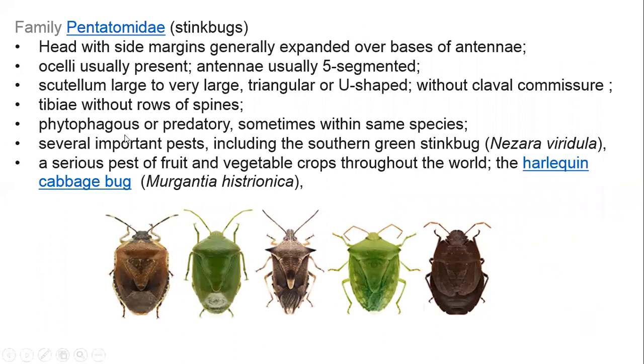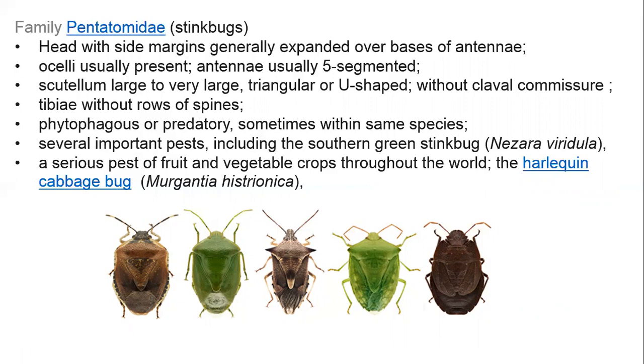Next is the Pentatomidae. Pentatomids are known as the stink bugs. What are the characteristics of Pentatomidae? Moderate to large size bugs, antennae usually 5 segmented. Base of the antennae are concealed by the lateral margin of the head.